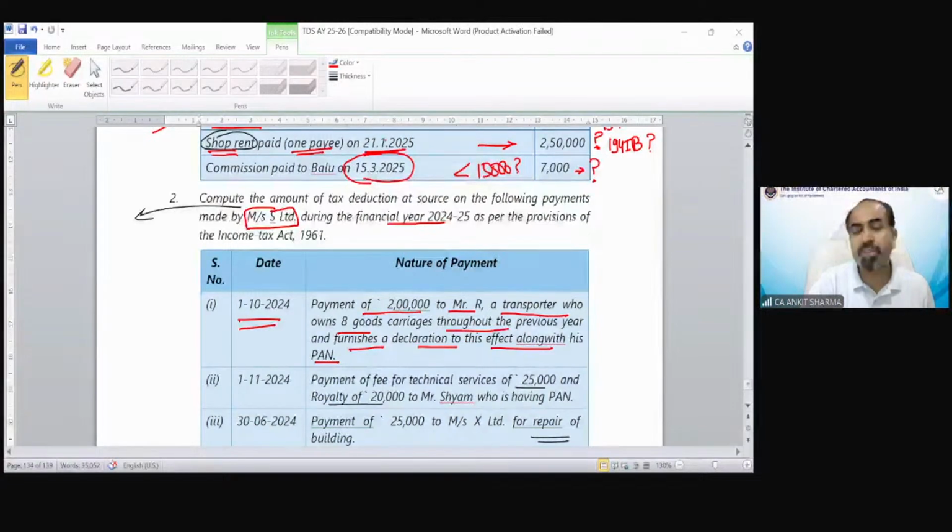No TDS, because there was an exemption we have gone through. If you have not more than 10 goods carriages and you are involved in plying or hiring of goods carriages, and if you have submitted your PAN number to the payer, in that case there would not be any TDS deduction. So there would be an exemption in this case. So there would not be any kind of TDS deduction in this case. Correct, Mr. Farhan? No TDS.